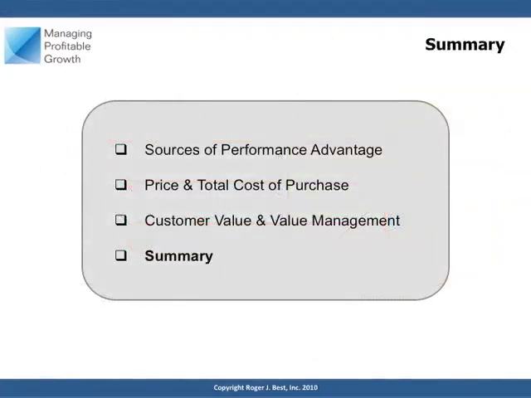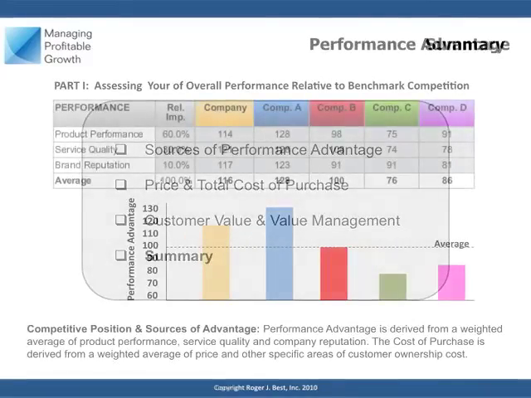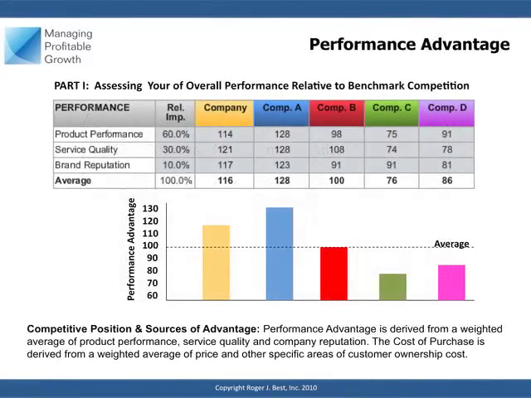Let's review what we've covered to anchor the important points of this session. In Part 1, we presented a way to assess your performance advantage based on your position relative to key competitors with respect to product performance, service quality, and company reputation. As shown, our sample company had an above-average performance advantage, but was second in performance advantage to competitor A.